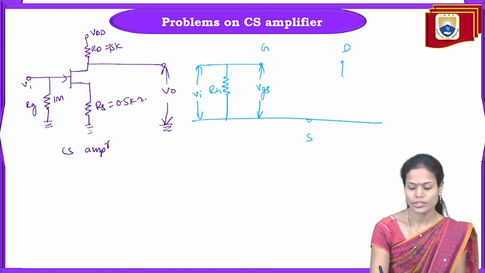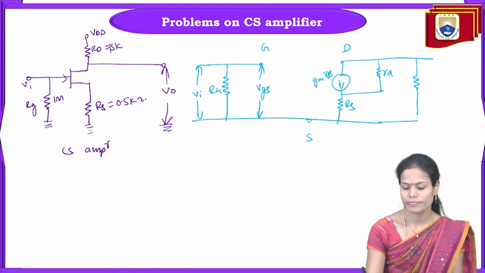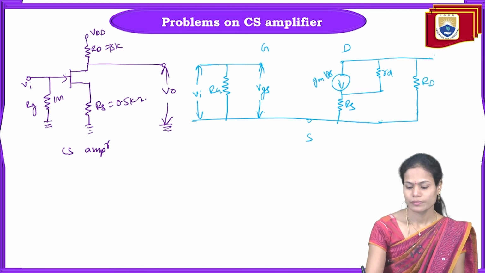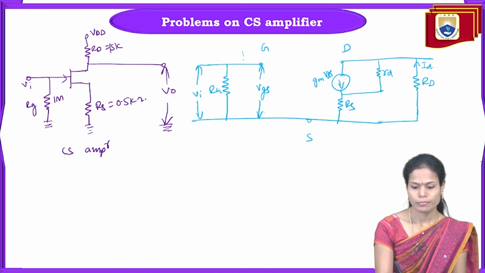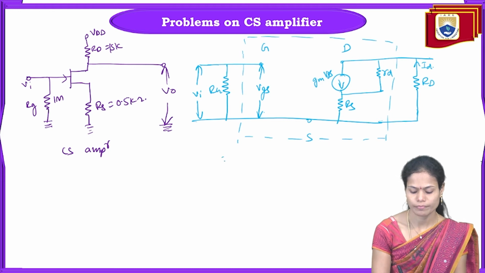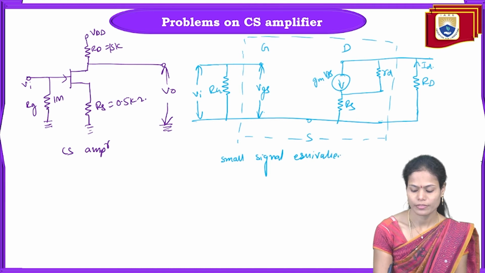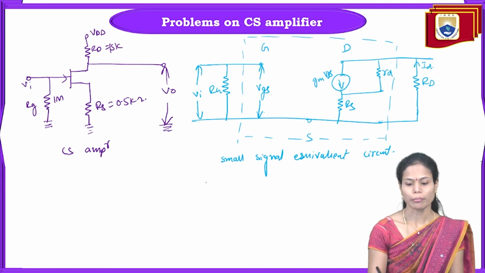And also we will get the transconductance parameter, that is GM VGS. Along with this, we are having the source resistance and the small rd value and drain resistance RD. So here ID current is flowing. So this particular total thing is the small signal equivalent circuit, or small signal model, of the common source amplifier.